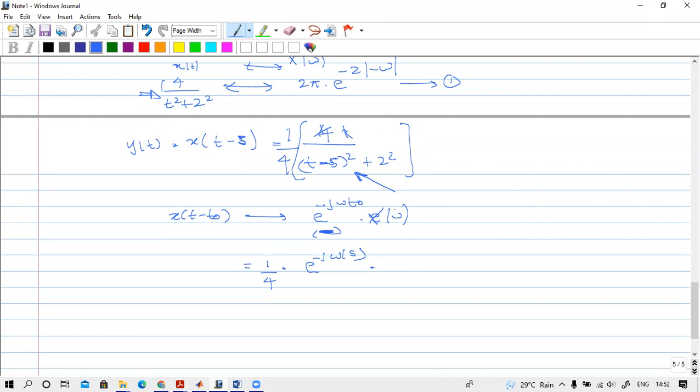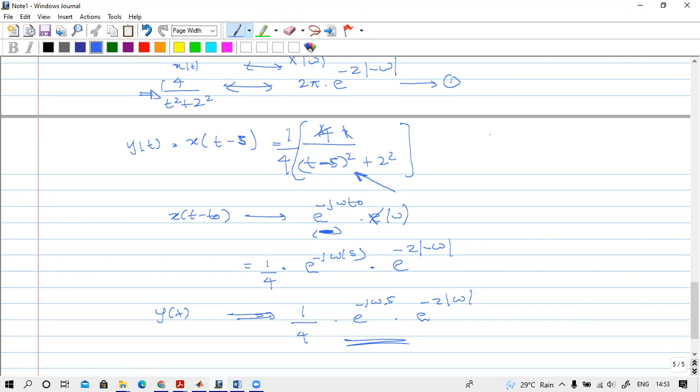And X(omega) is e to the power minus 2 absolute value omega. Here minus absolute again gives the plus value, so you can remove this minus term. I will write it here: the Fourier transform of y(t) is 1 by 4 e to the power minus j omega 5 times e to the power minus 2 absolute value omega, like this. So this is the answer.